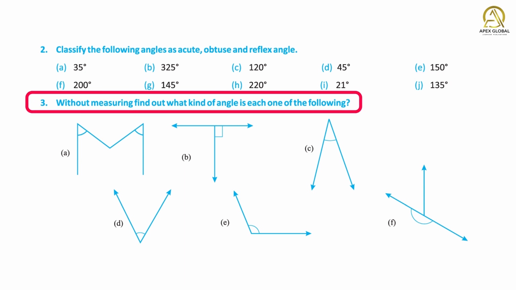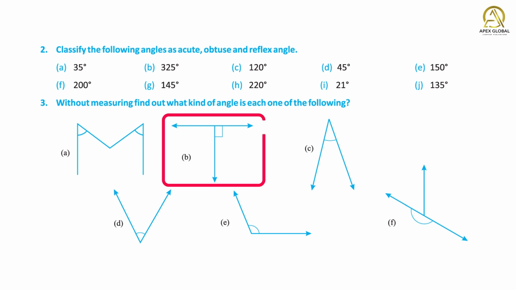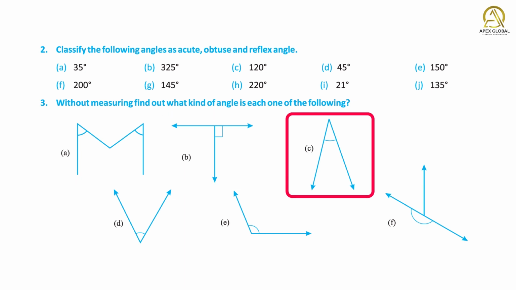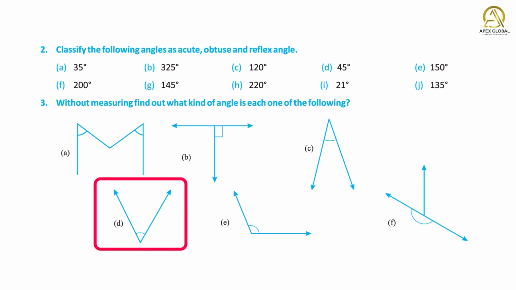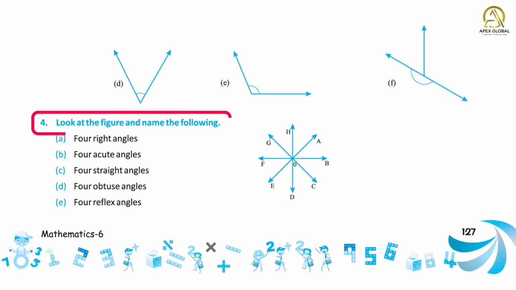Question 3. Without measuring, find out what kind of angle is each one of the following. Solution. A. Acute angle. B. Right angle. C. Acute angle. D. Acute angle. E. Obtuse angle. F. Straight angle.